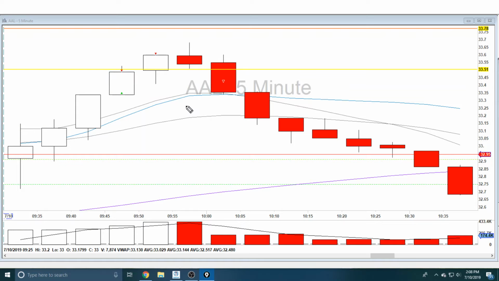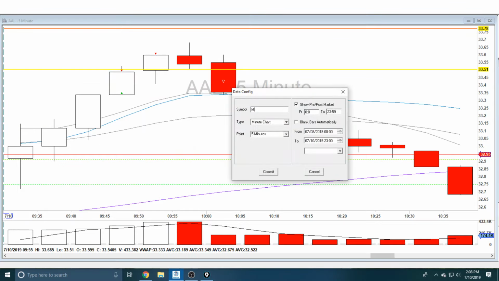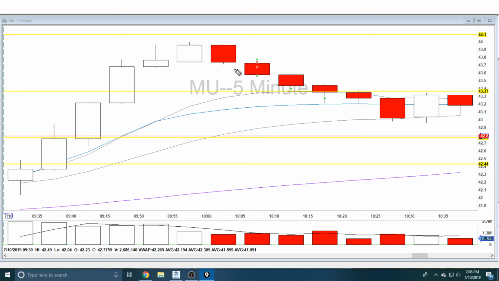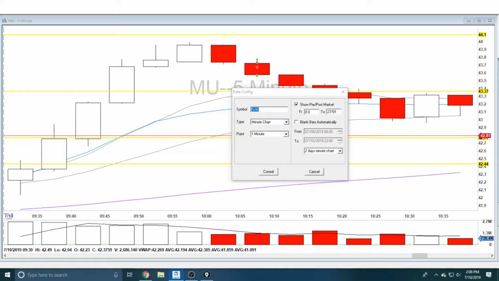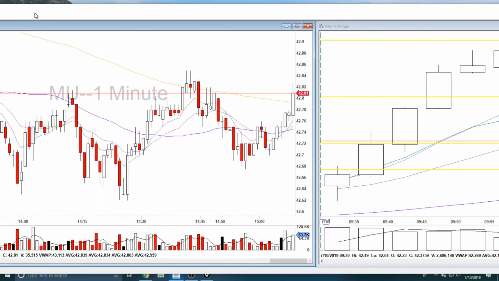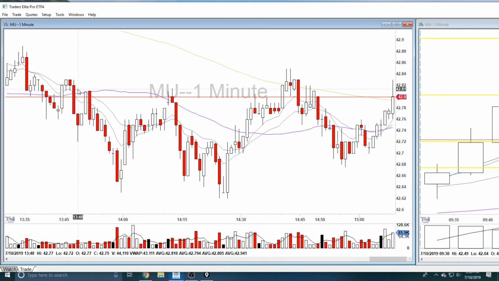Alright, and then I made another trade, and I'm going to show you guys. Actually, I made two trades on MU. Although again I missed this trade on the upside, I did take it to the short side, and it's a little confusing on the 5-minute chart here. So let me show you guys on the 1 minute what happened here.